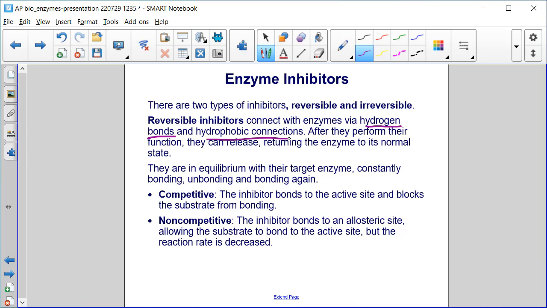Competitive means that the inhibitor bonds to the active site and blocks the substrate from bonding. Non-competitive is when the inhibitor bonds to an allosteric site, allowing the substrate to bond to the active site, but decreases the rate of the reaction. So in a competitive reversible inhibitor, you can think of that inhibitor competing for the active site in place of the substrate versus bonding somewhere else on the enzyme to then decrease the rate of the reaction.